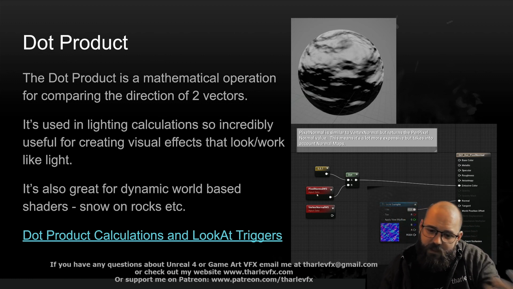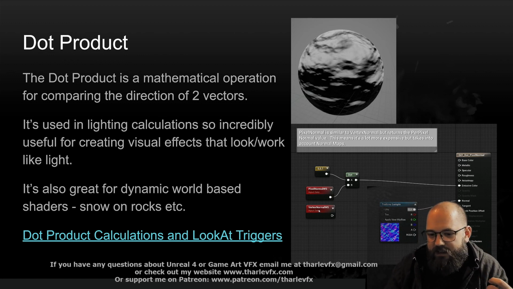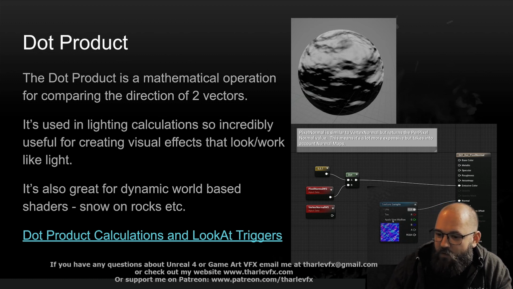And right back to that first conversation about pixel versus vertex, it's more expensive to do this dot product on the pixel normal because it's doing it per pixel. If we're doing it with the vertex normal, we do it per vertex, but we wouldn't get the normal maps input if we were doing it on the vertex normal.